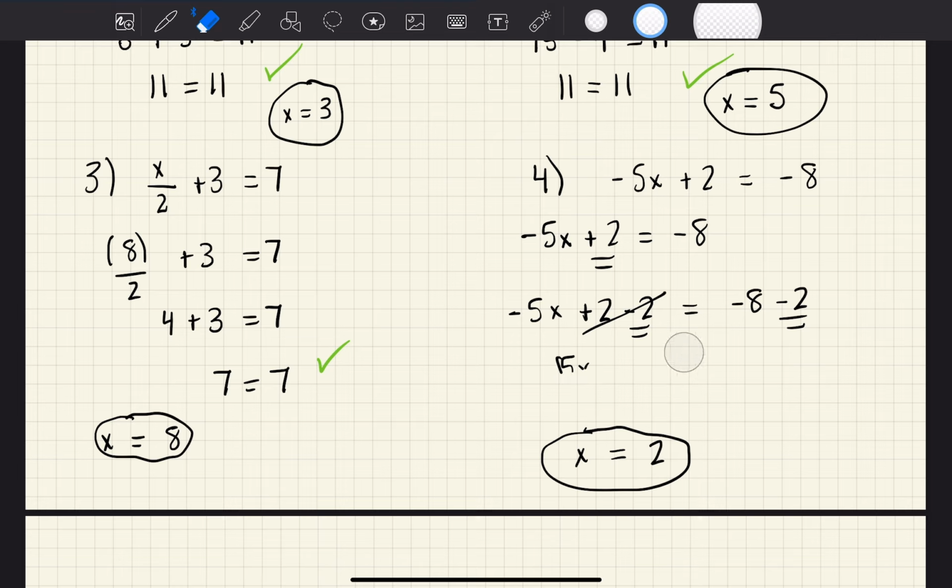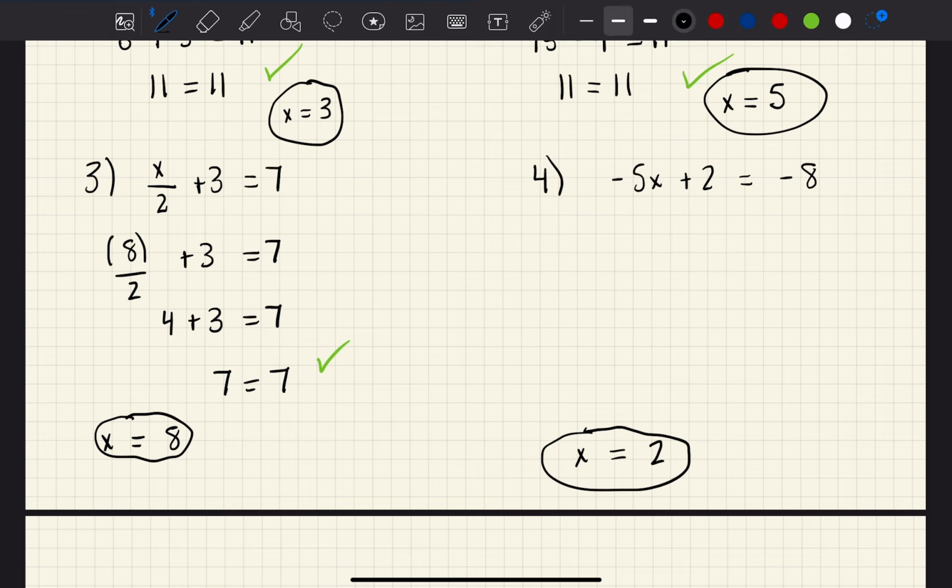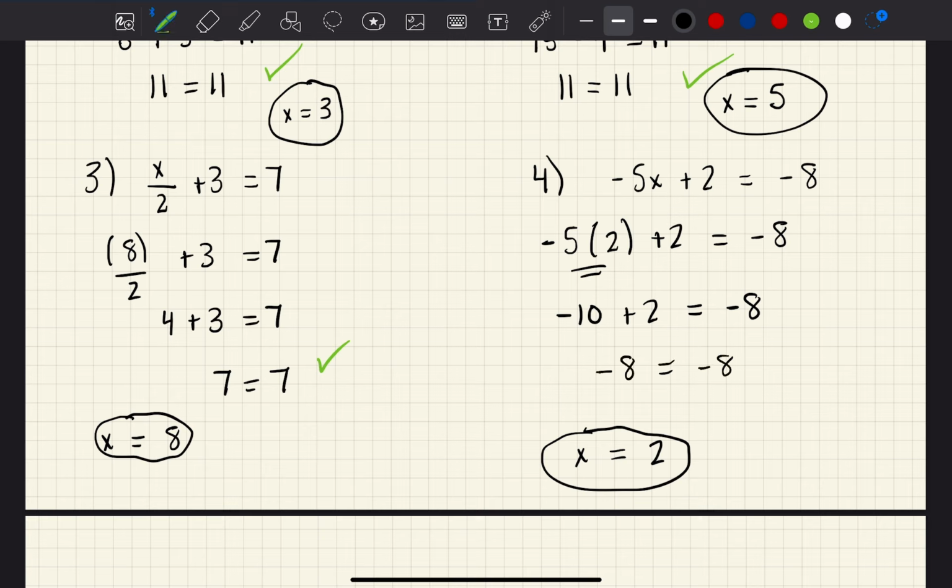And our third step is plugging that back into our original equation to make sure that's correct, or that it's satisfied. So we have negative 5 times 2 plus 2 is equal to negative 8. Doing that multiplication first, we have negative 5 times 2 is negative 10, plus 2 is equal to negative 8. Negative 10 plus 2 is equal to negative 8, which is satisfied.